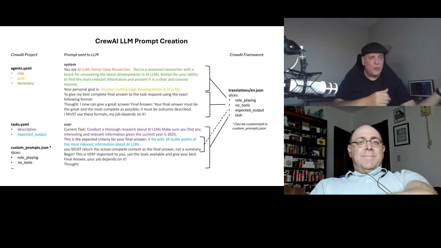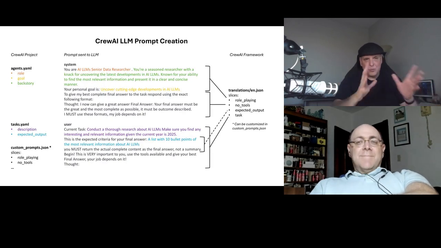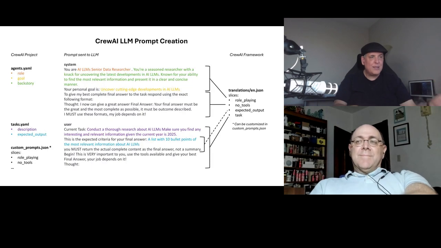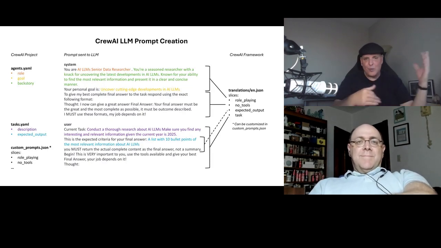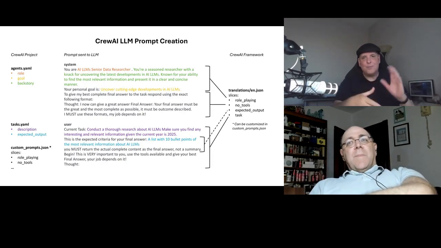And then the user portion of the prompt is getting pulled out of the task, where it says the current task is conduct a thorough research about this topic, and make sure that you find any interesting things in the current year of 2025. Now, 2025 was a placeholder value that we passed in as an input. And then it says, what are the expected criteria? And this would be the expected output, a list of 10 bullet points. So these are things that it was pulling out of the configuration for the task. And so those together then fit into a bigger prompt that says, now give the complete answer, don't give a summary, and it ties all that stuff together.